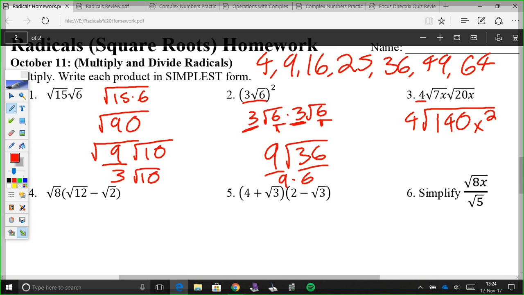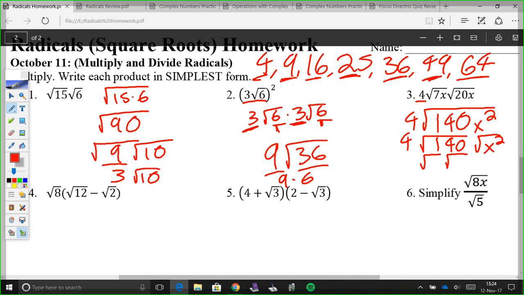All you have to do now is simplify. Again, just carry your 4 down. Don't worry about it just yet. But I would simplify the 140 and then the square root of x squared, just like I've been talking about before. You're going to have to break the 140 up into 2 numbers that multiply into it. Make sure you find one of them that is a perfect square. And then simplify the square root of x squared as well.